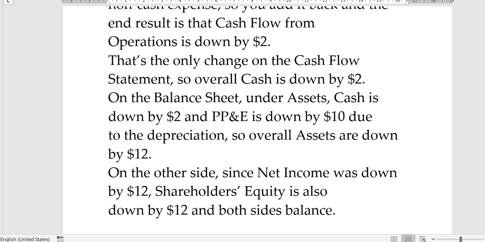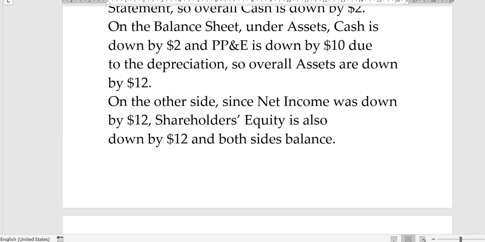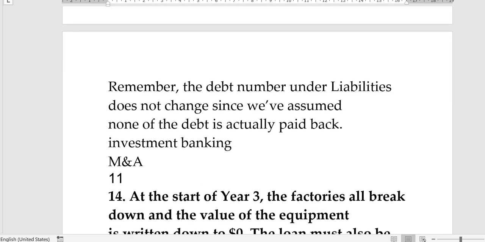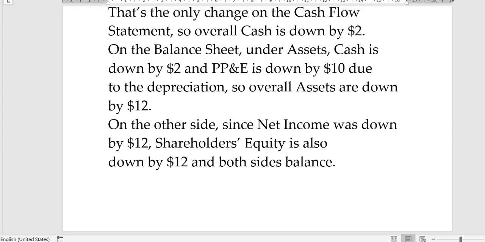On the balance sheet, under assets, cash is down by $2 and PP&E is down by $10 due to depreciation. Overall assets are down by 12. On the other side, net income was down by 12, so shareholder equity is down by 12. So both sides balance.